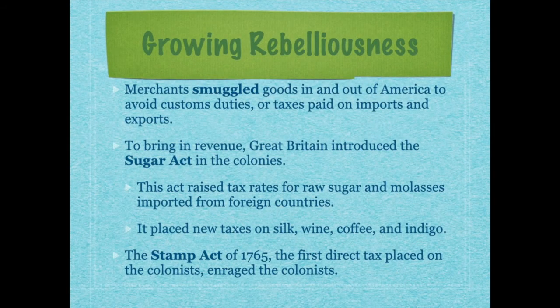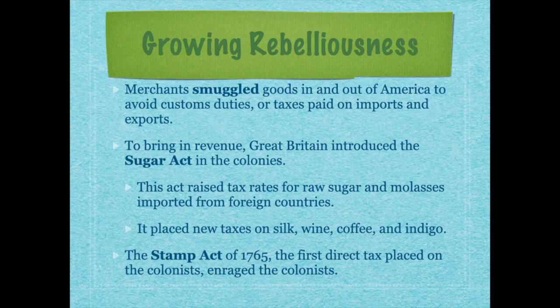Merchants smuggled goods in and out of America to avoid customs duties or taxes paid on imports and exports. To bring in revenue, Great Britain introduced the Sugar Act in the colonies. This act raised tax rates for raw sugar and molasses imported from foreign countries. It placed new taxes on silk, wine, coffee, and indigo.